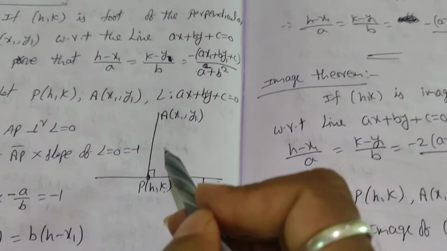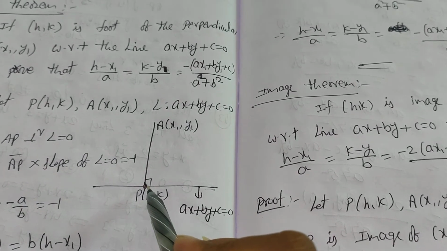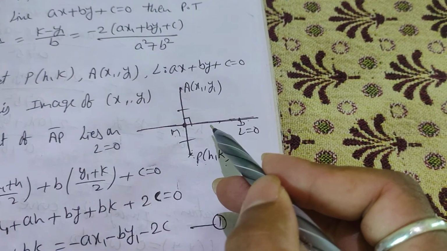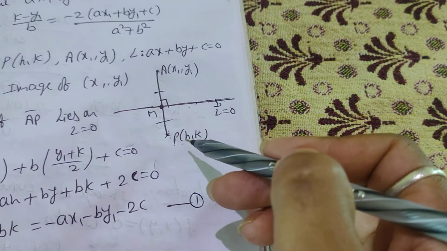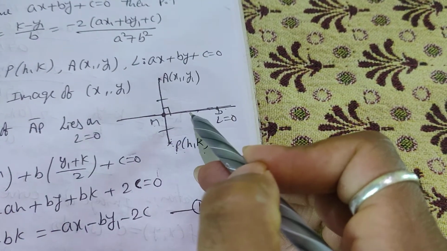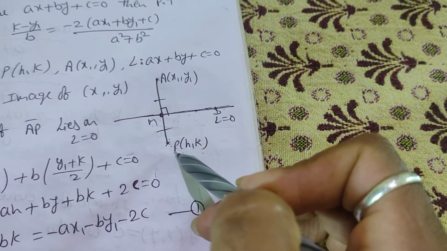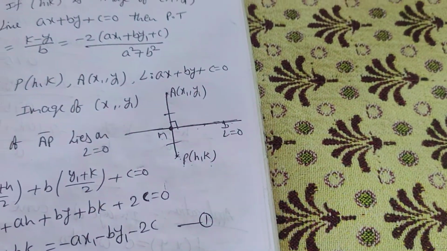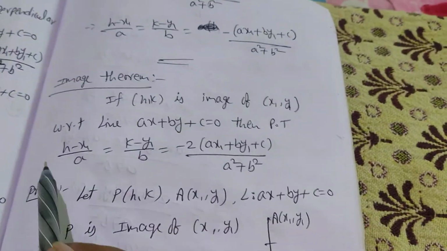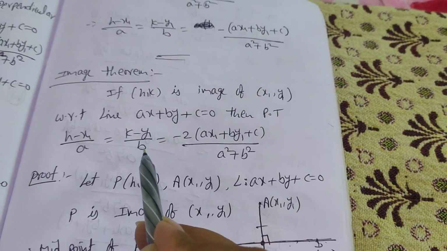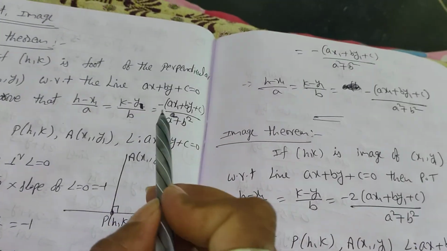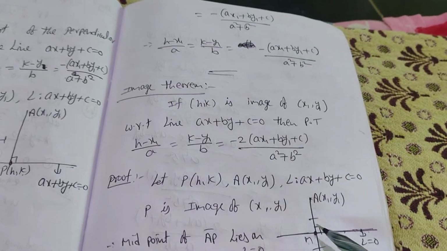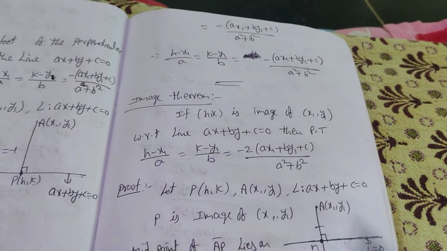Very important. The foot of the perpendicular always lies on that line only. Here the image does not lie on the line, and it is at the same distance on the opposite side. That means whatever distance A has from this line, the image is at the same distance on the opposite side of A. So the formula is (h - x1)/a = (k - y1)/b = -2(ax1 + by1 + c)/(a² + b²). We have to remember the small difference, here minus 2. Image means, because it is double, we get 2. Like that we can remember.